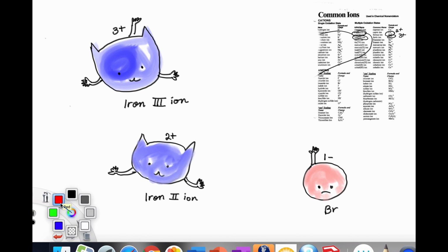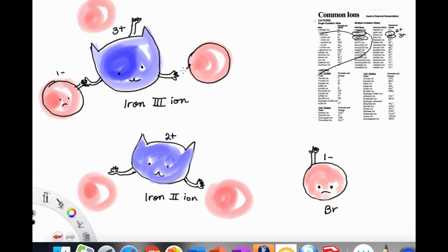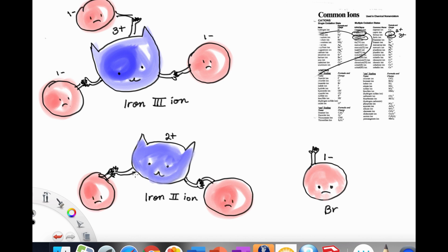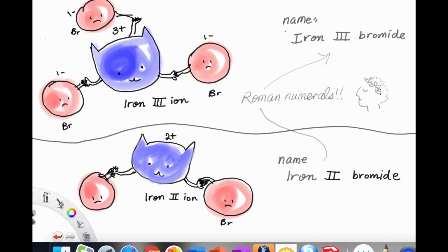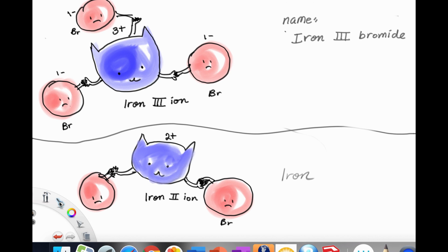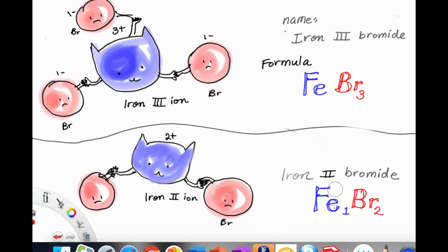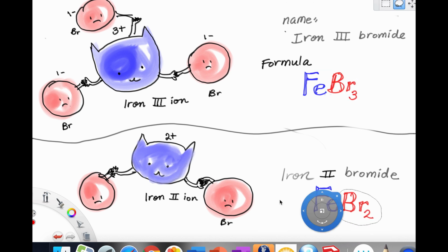So suppose you wanted to bind bromine with these two twins, irons. Well, they would bind differently. Take a look. Iron 3 with bromine, iron 3 bromide versus iron 2 bromide actually look different. And the way we distinguish them is with these Roman numerals. You need to know your Roman numerals in order to do this exercise. So iron 3 bromide has a formula of FeBr3, but iron 2 bromide has a formula of FeBr2.